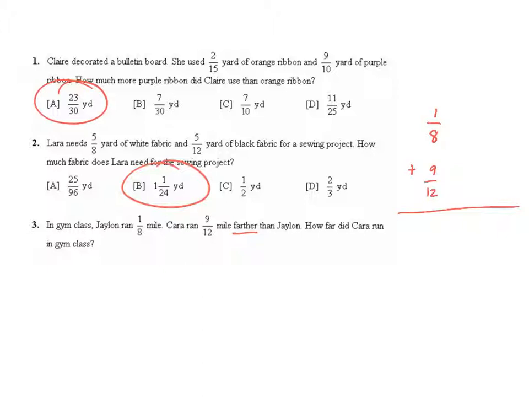A common denominator for 12 and 8, I can count by 12s, and I get 24 as a multiple of both 12 and 8. 8 goes into 24 three times. 1/8 times 3 over 3 is 3/24. 12 goes into 24 twice. 9/12 times 2 over 2 is 18/24. 3/24 plus 18/24 is 21/24. And then we can simplify by pulling out 3 over 3, which gives us 7/8. That means that Cara ran 7/8 of a mile in gym class.